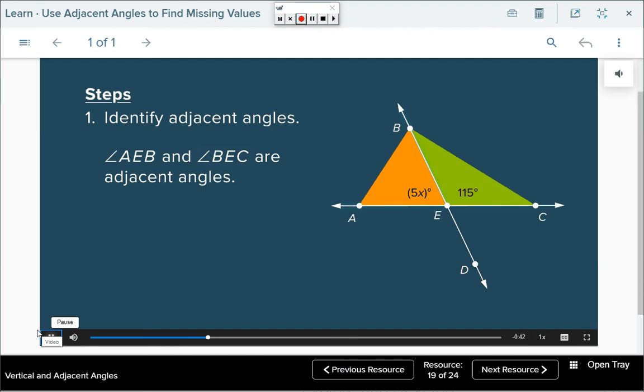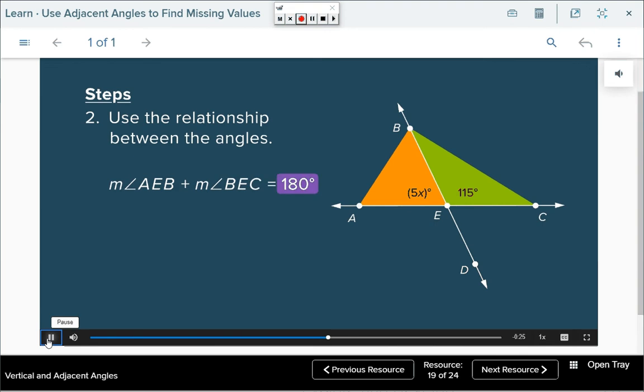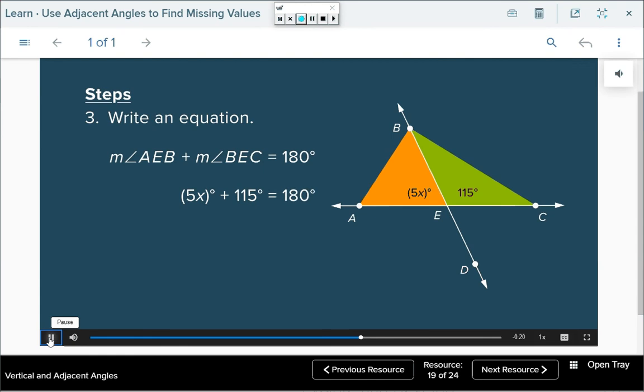Angle AEB and angle BEC are adjacent angles. If two adjacent angles form a straight angle, then the sum of their measures is 180 degrees. Angle AEB and angle BEC form a straight angle. Write an equation by substituting for each angle measure. The measure of angle AEB is given by the expression 5x. The measure of angle BEC is 115 degrees.